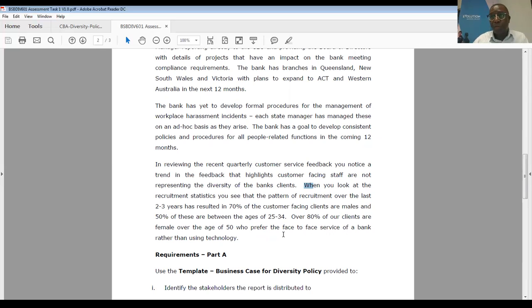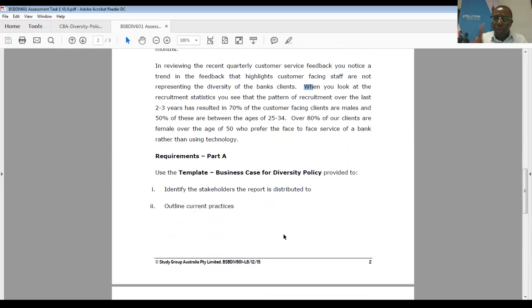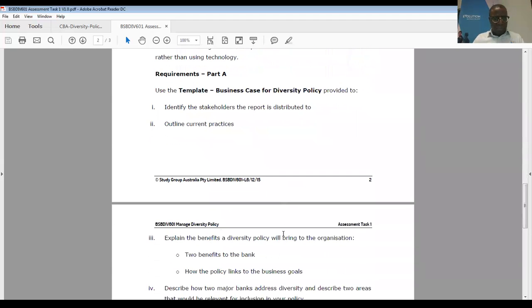So now, what's the bank going to do about it? Here's what they're going to do, and this is what you are required to do. Identify the stakeholders the report is distributed to. There's a template that you're going to have to use. We'll go to the template, and then we're going to outline the current practices, and explain the benefits the diversity policy is supposed to bring to the organization, 2 benefits to the bank.